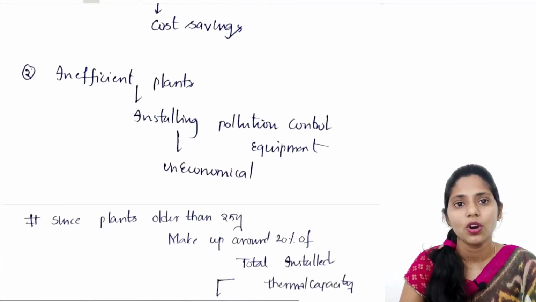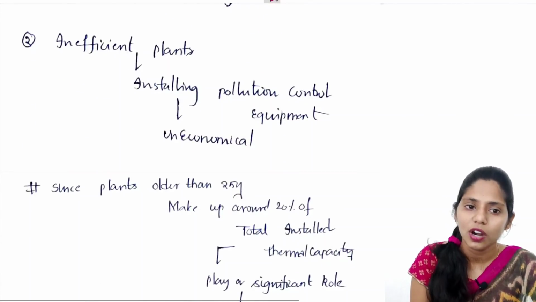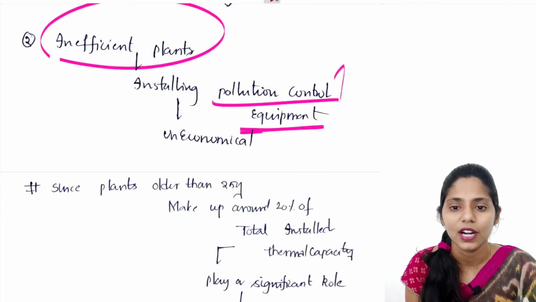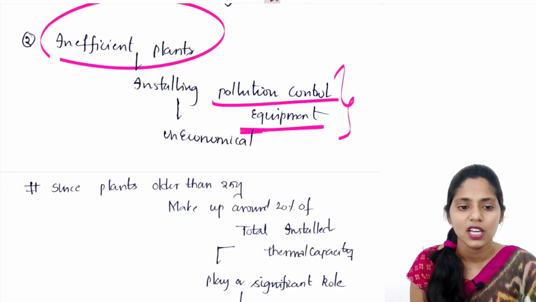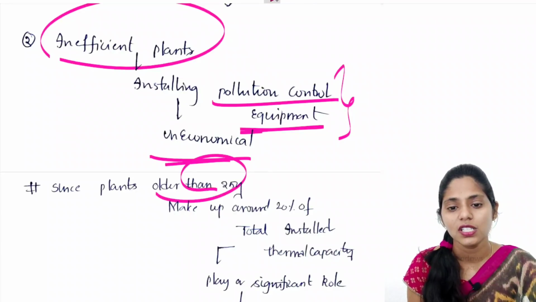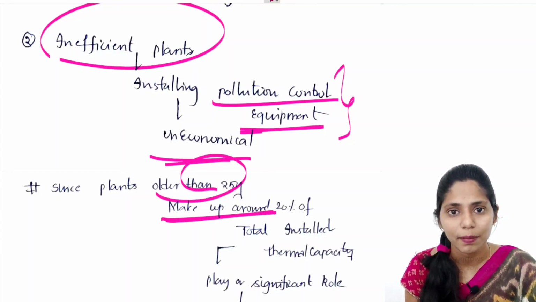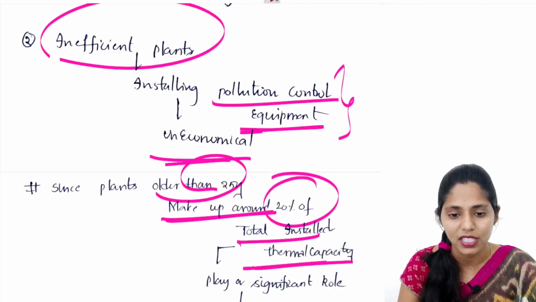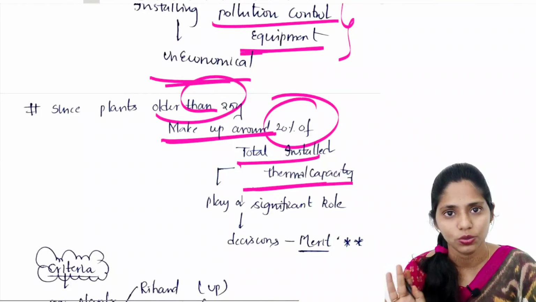And next, because these inefficient plants are present, installing pollution control equipment in them will be uneconomical, right? And next, since these plants are older than 25 years and make up around 20% of total installed thermal capacity, they play a significant role.